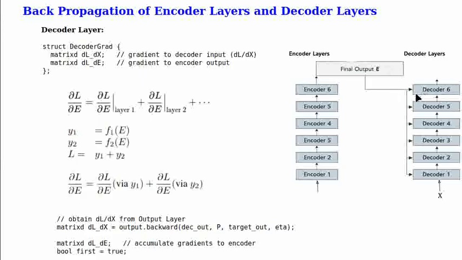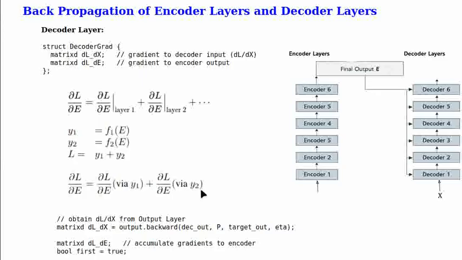Since all decoder layers receive the same encoder output E in parallel during the forward pass, each contributes to the total loss. Therefore, the gradients dl/de from all decoder layers must be accumulated before being passed back to the encoder. This is similar to the case where y1 equals f1(e) and y2 equals f2(e). The loss L is the sum of y1 and y2. The gradient dl/de is equal to dl/de via y1 plus dl/de via y2.